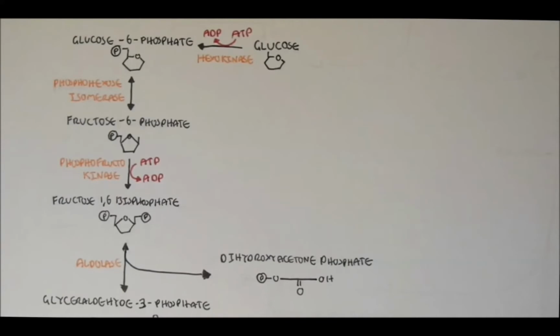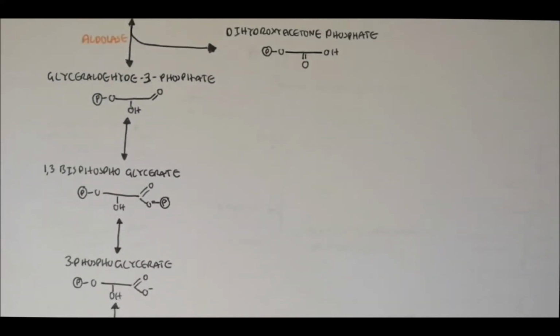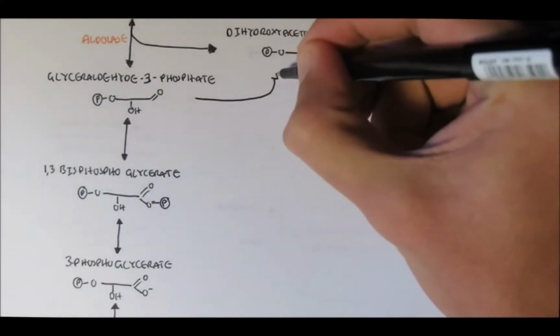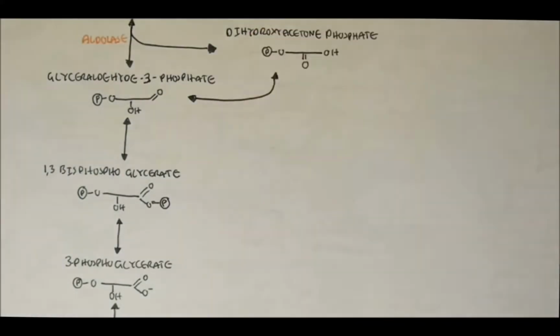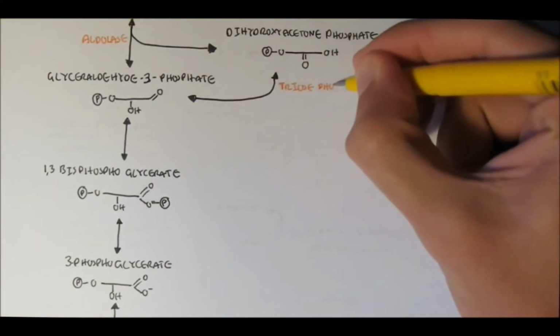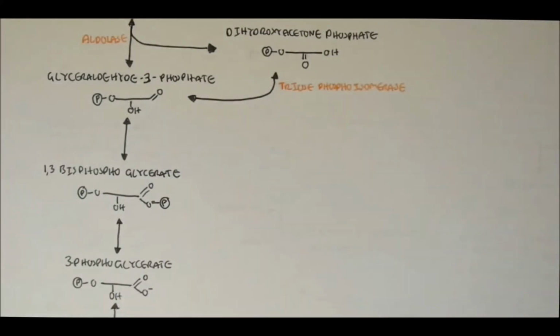Then fructose 1,6-bisphosphate will split in half with the enzyme aldolase to form glyceraldehyde 3-phosphate and dihydroxyacetone phosphate. This reaction is reversible. Dihydroxyacetone phosphate and glyceraldehyde 3-phosphate can convert back to each other with the enzyme triose phosphate isomerase, because both these molecules are isomers of each other. However, in glycolysis, dihydroxyacetone phosphate will usually convert to glyceraldehyde 3-phosphate to continue glycolysis. So there are 2 glyceraldehyde 3-phosphates now in glycolysis, but for simplicity, I will only pretend there's only one.